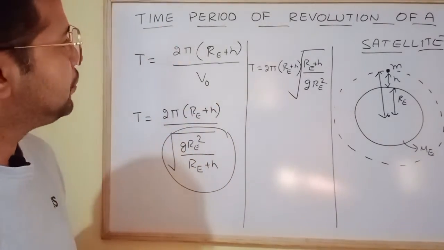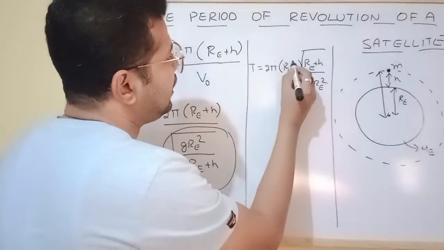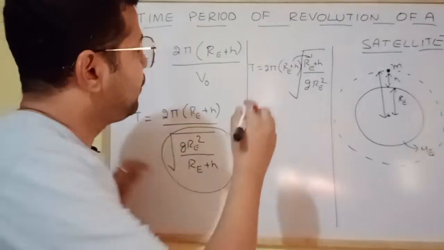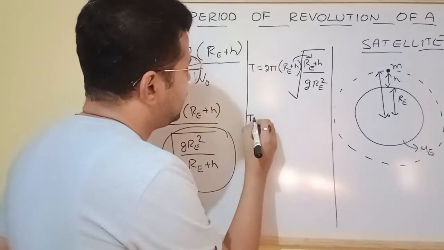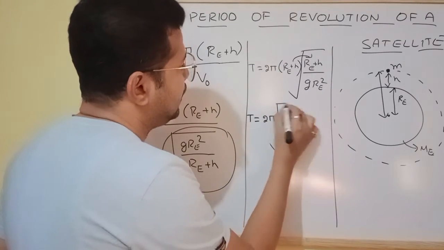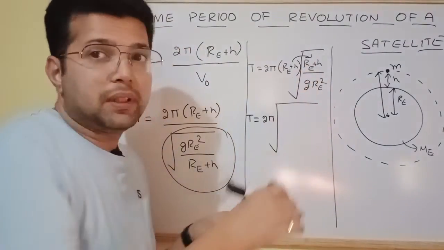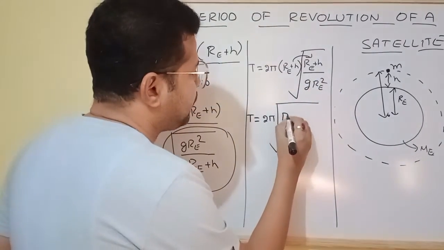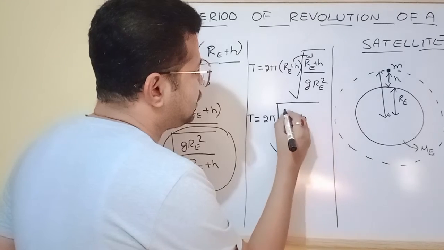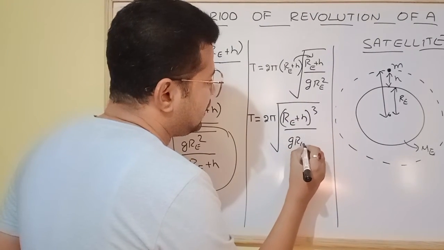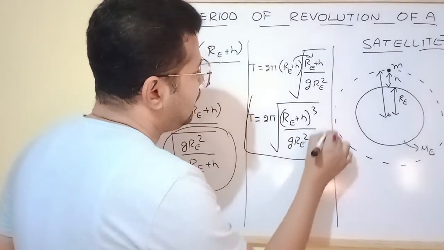When this Re plus h goes inside the square root, it becomes Re plus h whole square, and one more Re plus h is there. So we will get time period equal to 2 pi into the square root of Re plus h whole cube divided by G Re square. So this is the expression for time period.